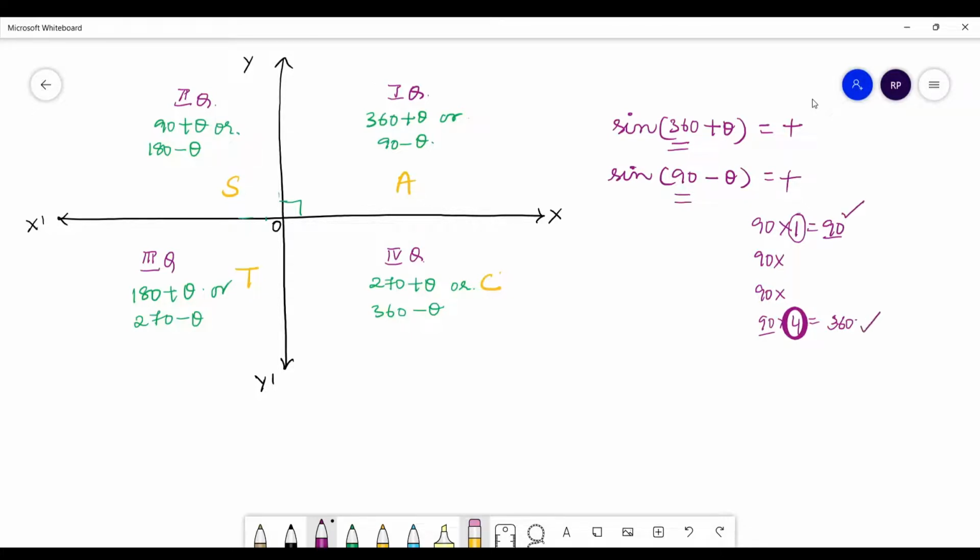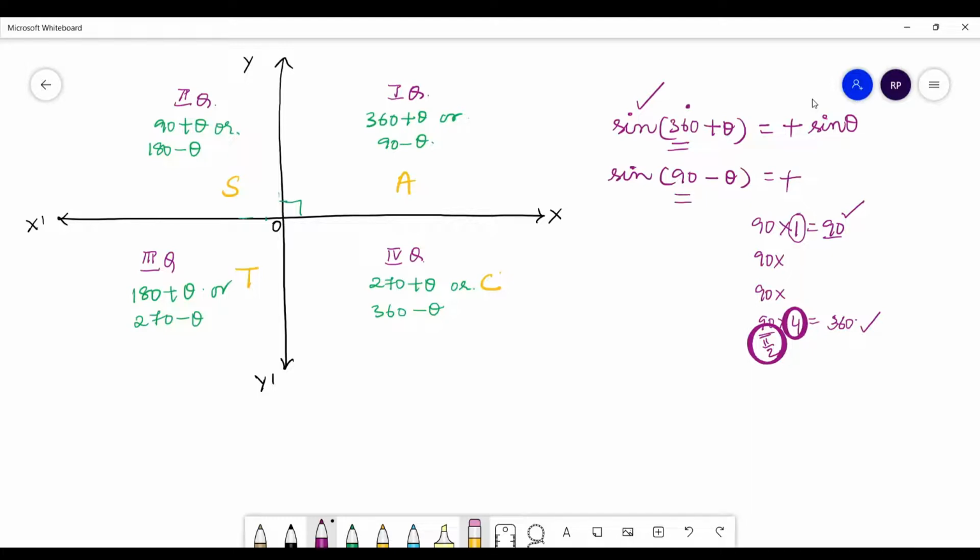90 multiplied by 4, I'm getting 360. So here 360 is an even multiple of 90 or pi by 2. That is why, if there is any even multiple of pi by 2 here, we will just keep the same function and write it with theta, sine theta. So sine of 360 plus theta will be equal to plus sine theta.